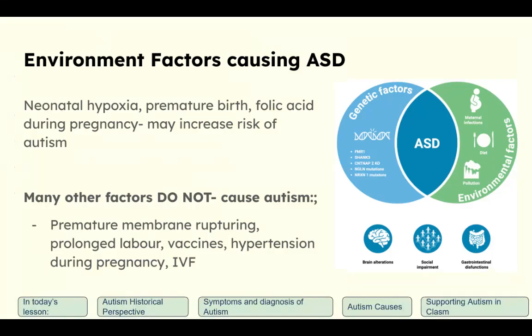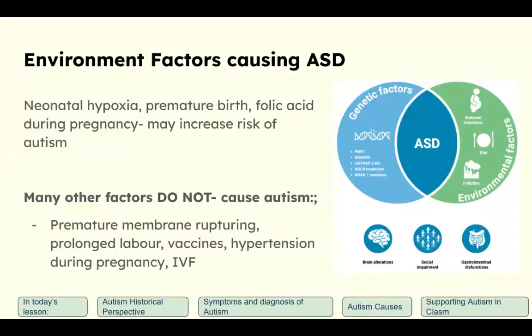There are a number of environmental factors that are known to contribute to autism, including neonatal hypoxia, premature birth, folic acid during pregnancy, and indeed, some studies from mice suggest that the gut microbiome can lead to altered neurodevelopment, particularly if they are treated with antibiotics when young. This can increase the levels of autistic behaviours in models of mice, but does not necessarily mean that it translates over to humans.